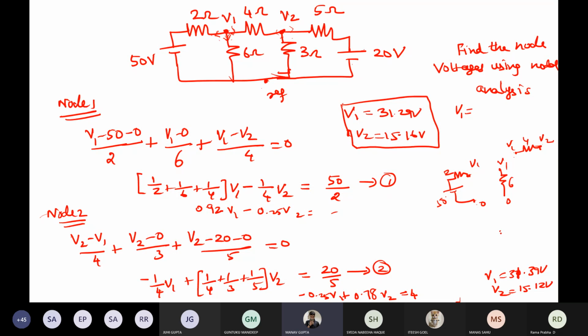But if we use node 2 equation with node 1 equation, the V2 is coming out to be 47.11, not 30. How come different answers will be coming? So this one, 0.92 V1 minus 0.25 V2 is equal to 25. That is right or not? As per your third equation, whether you are getting these values.